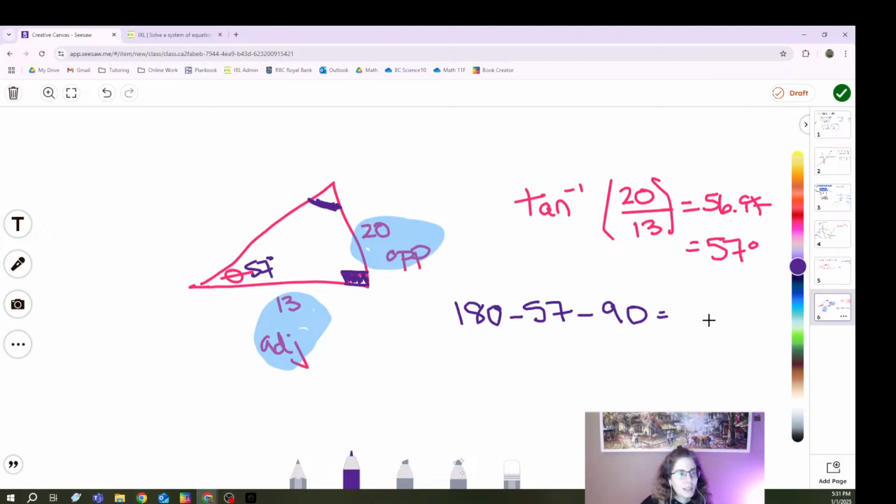There we go. Okay, so as far as solving this triangle, we have all three angles. We have two sides. What if we wanted to find out what is this side here? How do we get that side? The one with the big X. How do we get the X side?